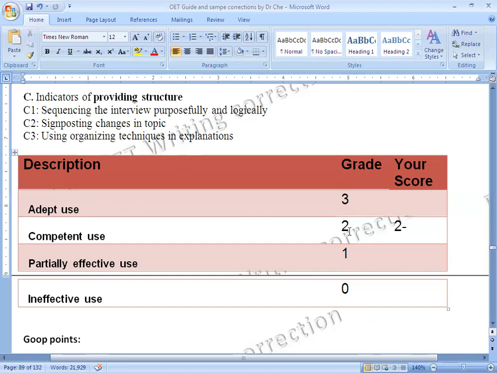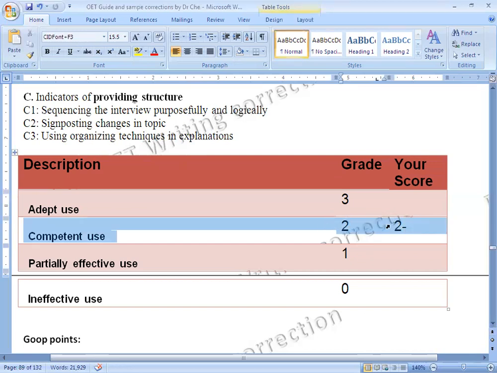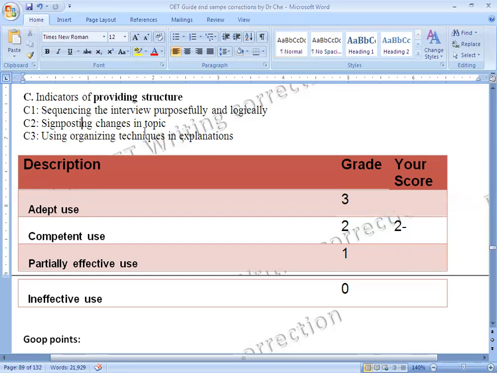If you get 2... this student got C+ in the real exam. He was getting C+ with me, and in the real exam he got C+ also, because we had done only a few role plays, and his speaking was not good. He was a doctor, but in the real exam he also got the same score. So we need to fulfill all of these criteria.